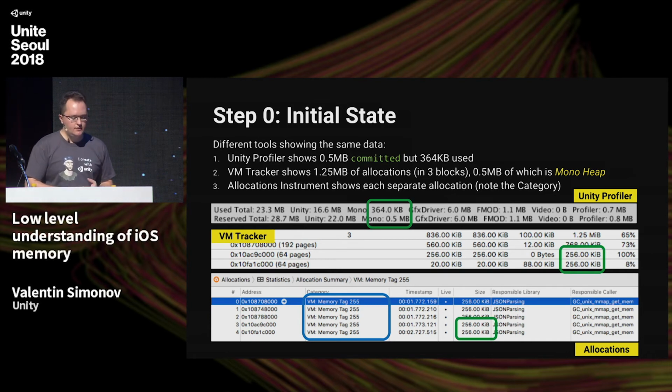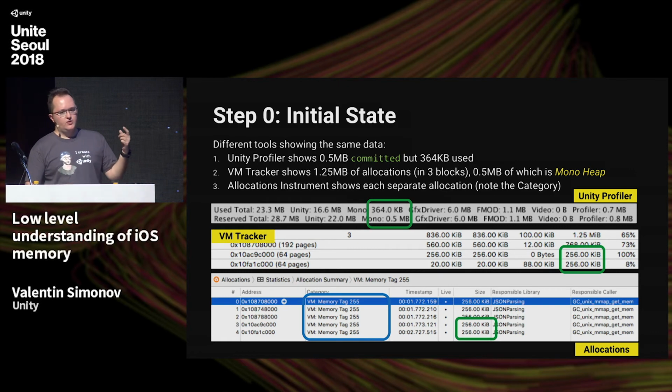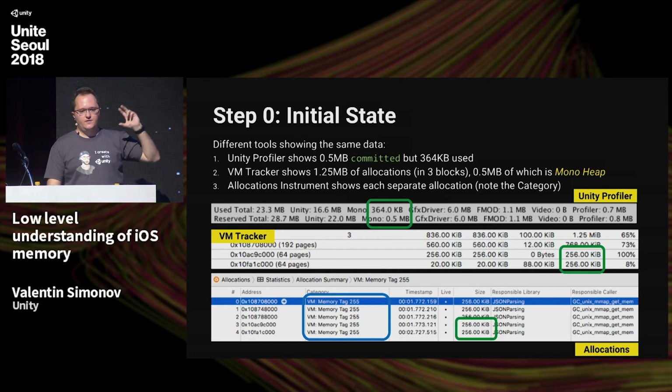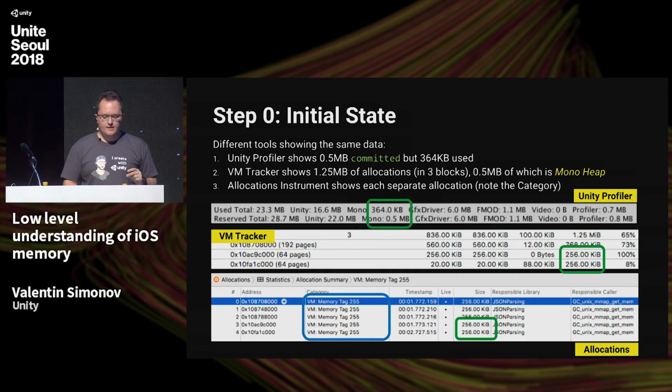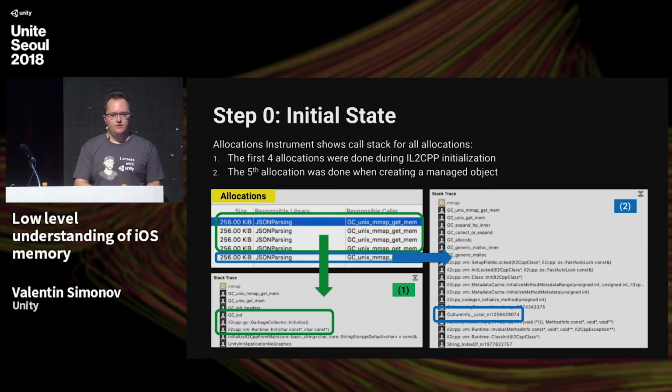There are a few important things. The first one is, notice the category. This is the name of the category where Unity allocates memory for mono heap. And another one is that several allocations can be in one memory block. So you can see in Allocations there are first 3 allocations, which all go to the first memory block in VM Tracker. The Allocations instrument can show much more data, and the coolest thing is that it shows the actual call stack of an allocation.